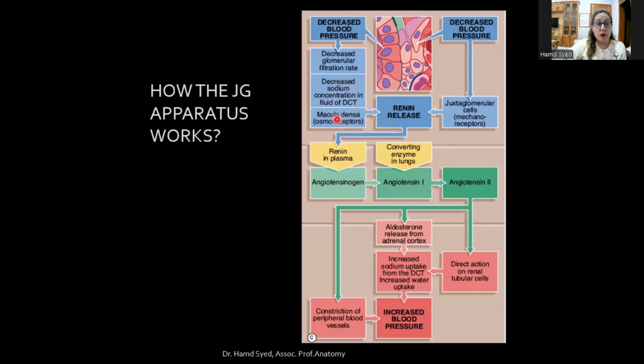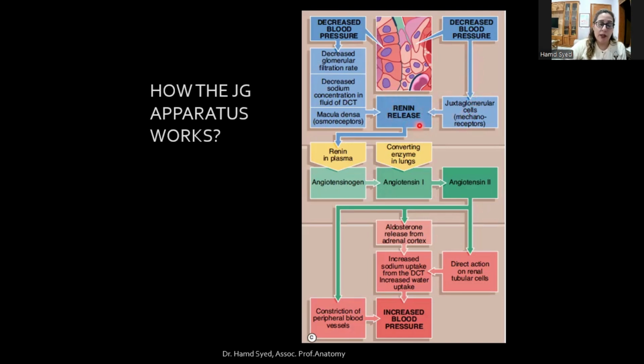Sensitive to this lowered concentration of sodium, we have the osmoreceptors, which are the macula densa, and they're now going to cause release of a substance known as renin from the JG cells. Also keep in mind the JG cells, which are specialized cells of the afferent arteriole, are themselves mechanoreceptors, or we can call them baroreceptors, which will also be responding to the decreased blood pressure, causing the release of renin.